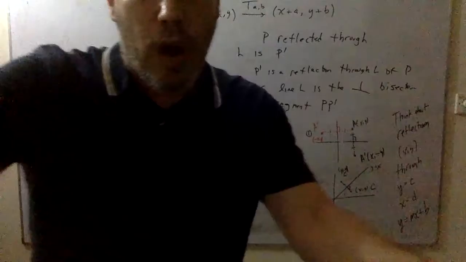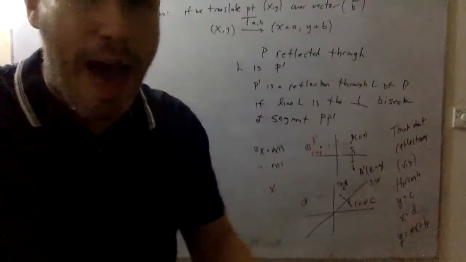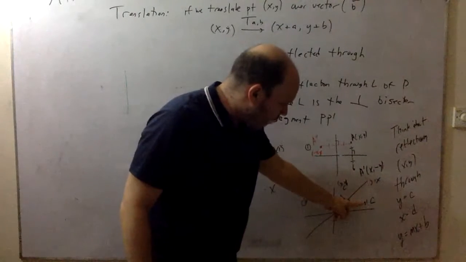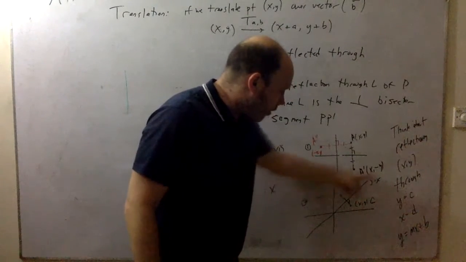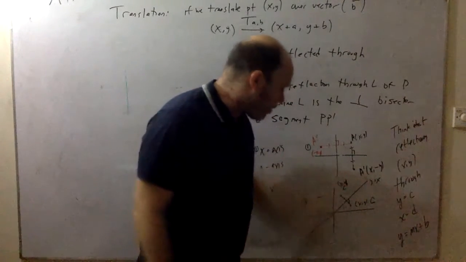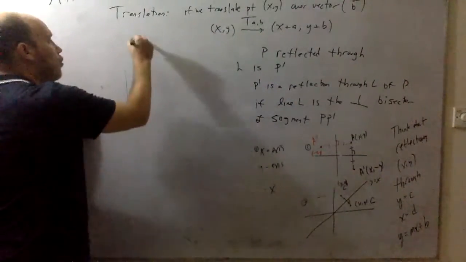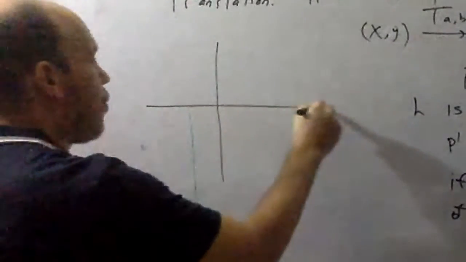Okay, so I want you to pause the video. I want you to try to prove that the reflection of (x, y) through the line y equals x is (y, x). Okay, let's talk about this. So let's see the proof.